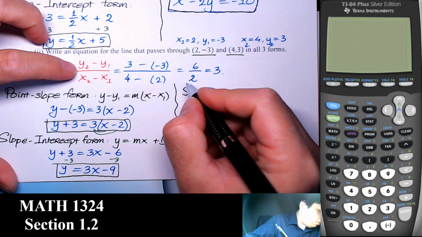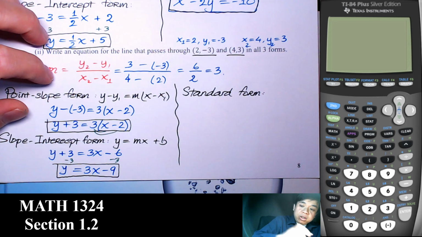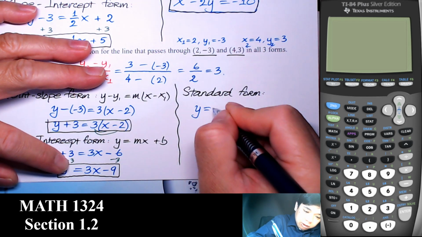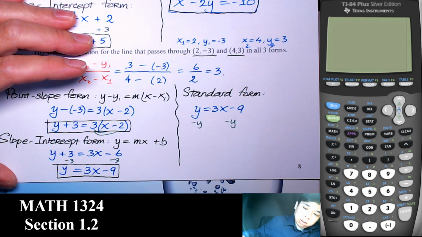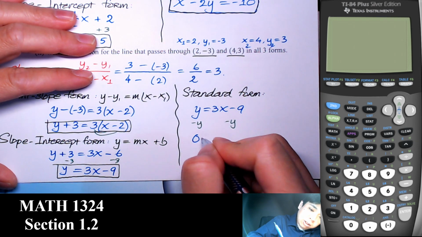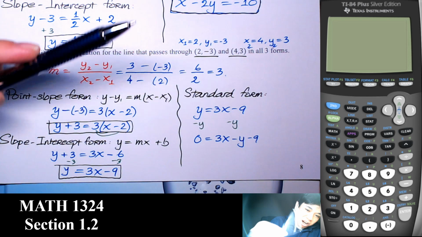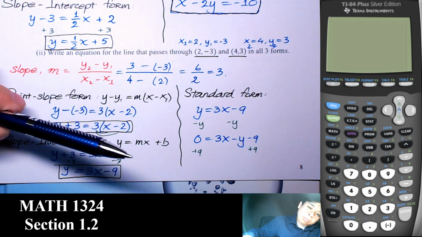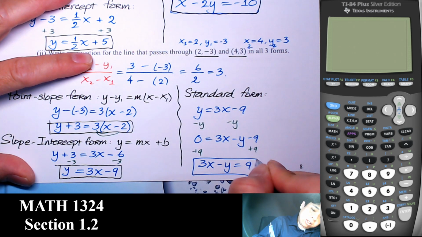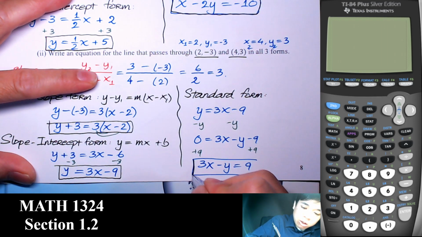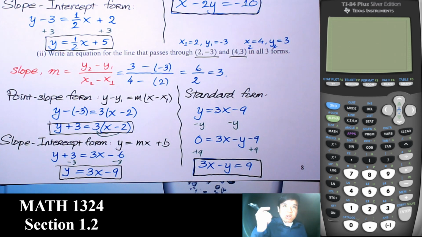And then the standard form. Just move everything to one side. So from here, minus y. So that gives us 0 equal to 3x minus y minus 9. Of course, if we want the 9, we move it to the other side. So the standard form, we have 3x minus y equal to 9. So, of course, x and y on one side, preferably with no fraction, and preferably the coefficient of x positive. So that's what we have.